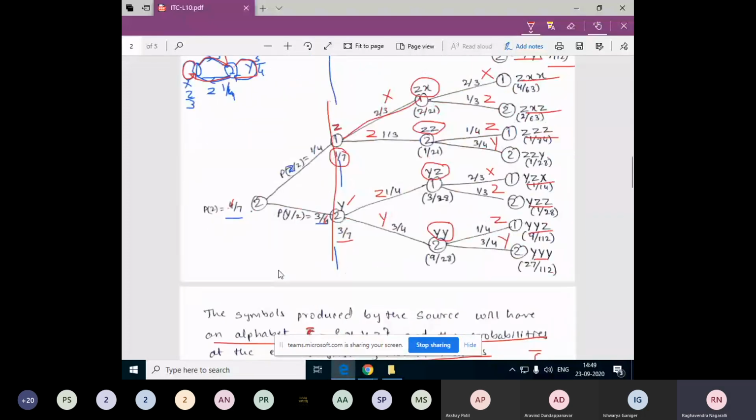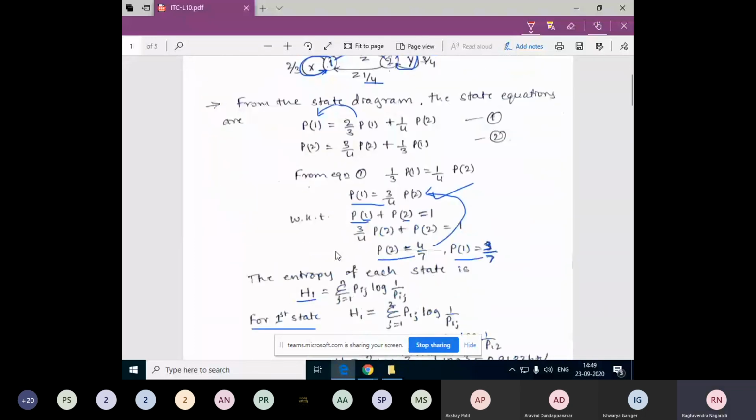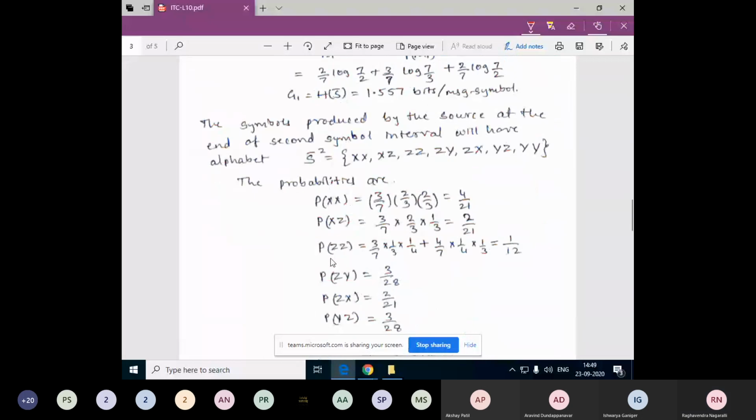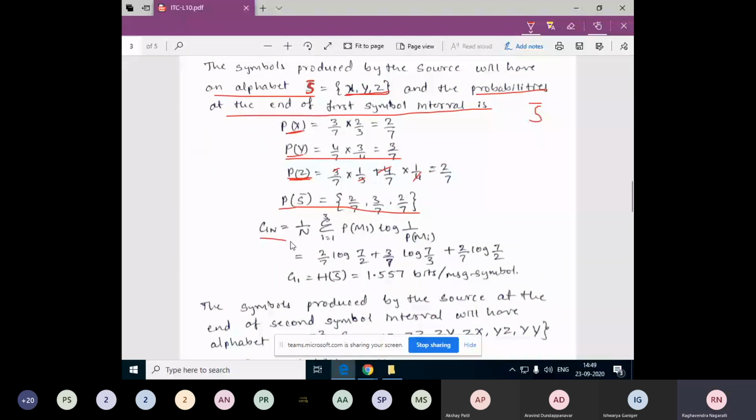Now in the question they have asked us to calculate G1, and to calculate G1 we have the equation here. Gn in general is given by 1 by n, where n is the number of symbols, summation i equal to 1 to 3 of P of mi log 1 by P of mi.